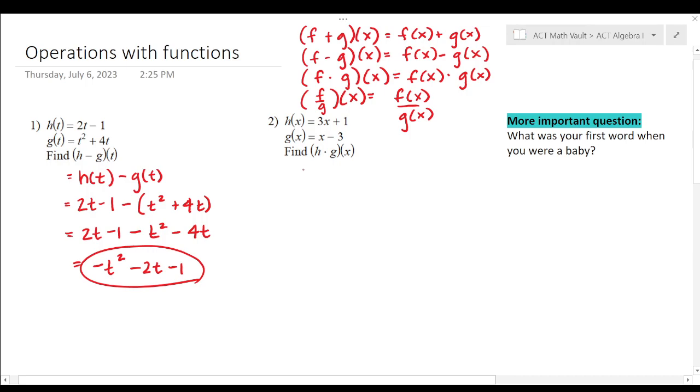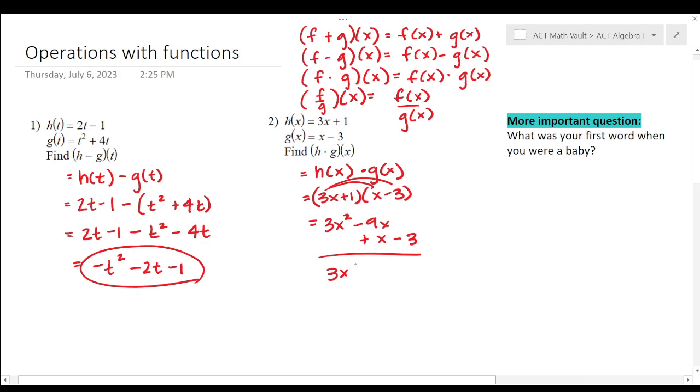Number 2 says multiply h and g together. So this is the same thing as h of x times g of x. That's equal to 3x plus 1 times x minus 3. And I'm not just multiplying the x terms together and the numbers together. I need to multiply the binomials. So we have 3x squared minus 9x plus x minus 3. And then final answer is 3x squared minus 8x minus 3.